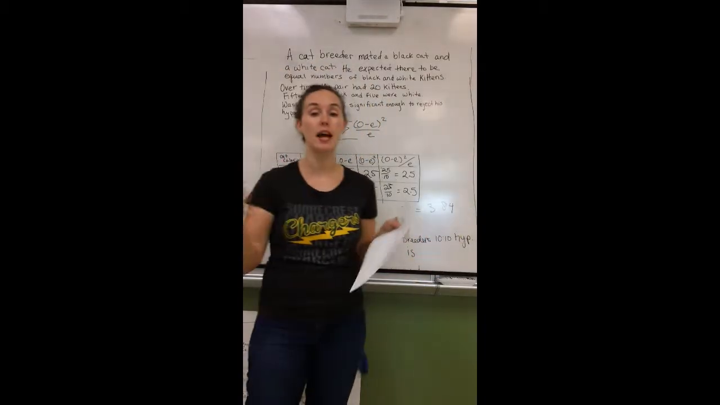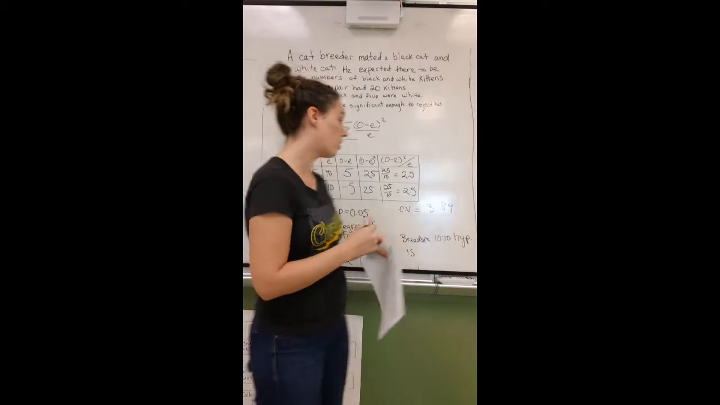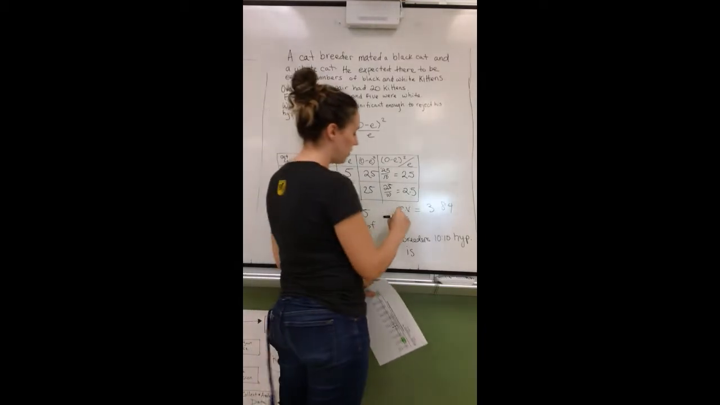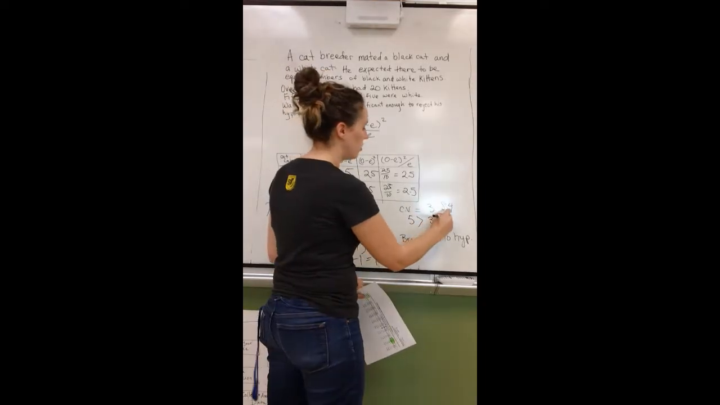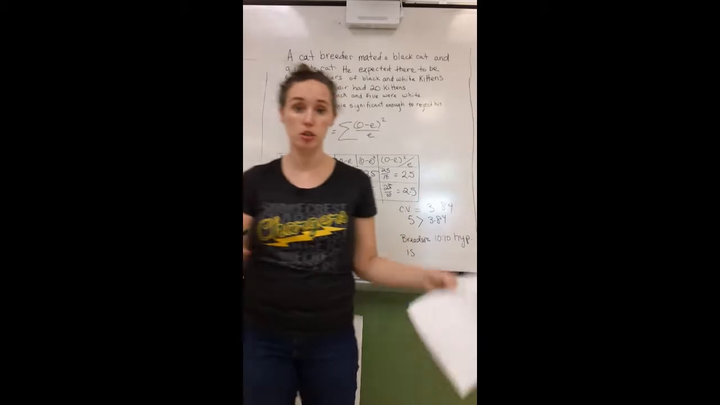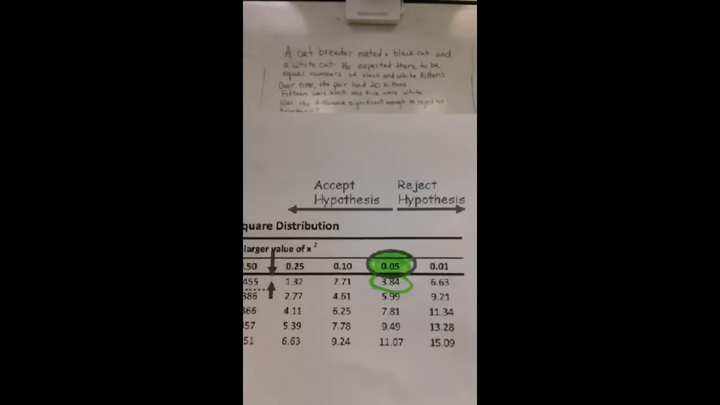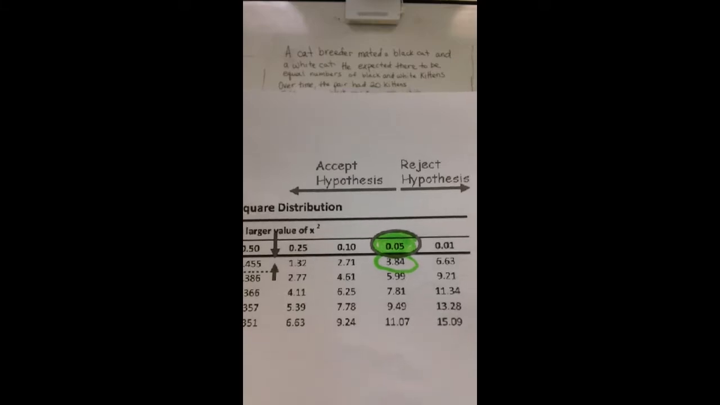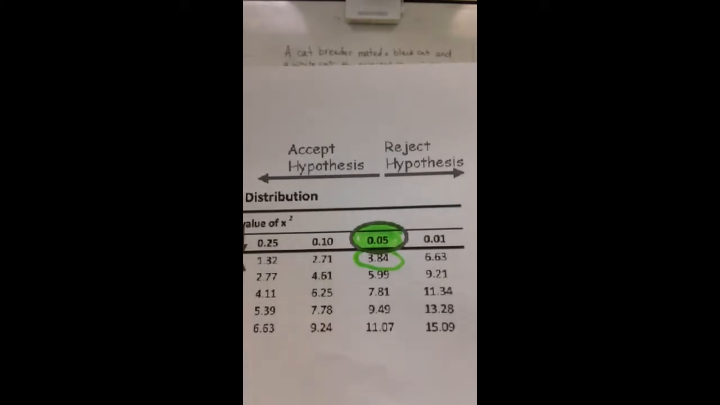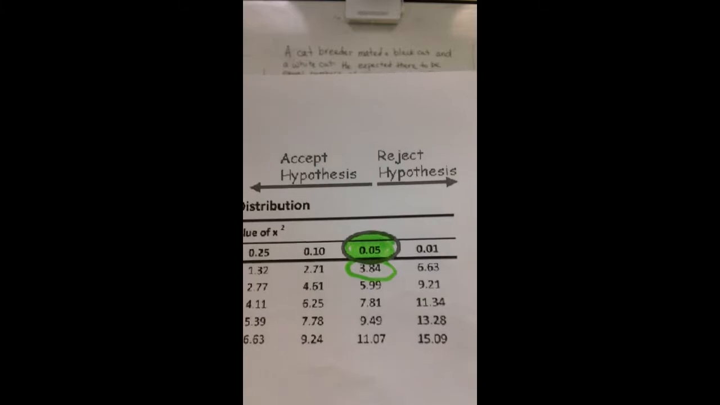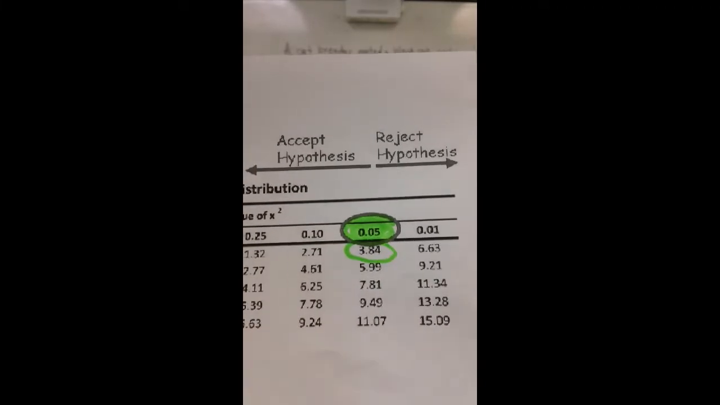So how does that compare to our 5? Well, our chi-square of 5 is greater than 3.84. But what does that mean? If we look at our chart, I'm going to try and hold this to where you can see it. If our value is less than our critical value, we accept the hypothesis. But if our value is greater, we reject the hypothesis.